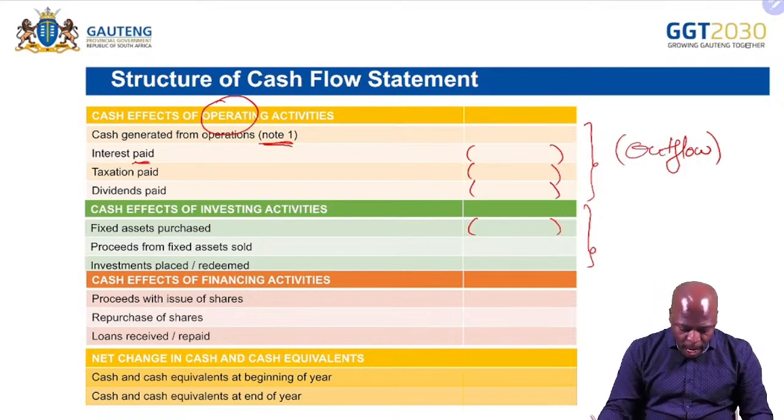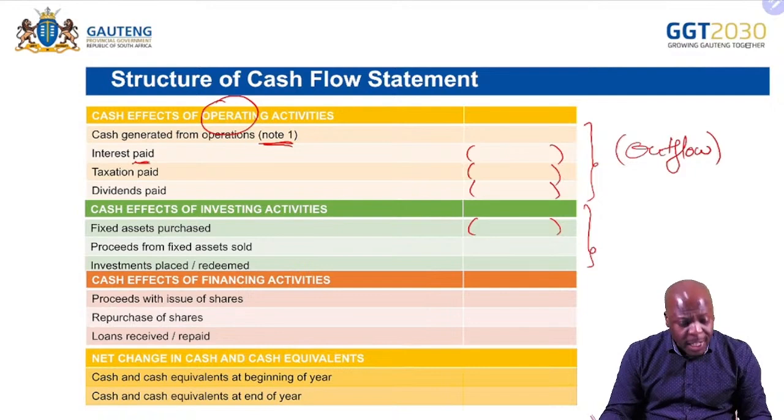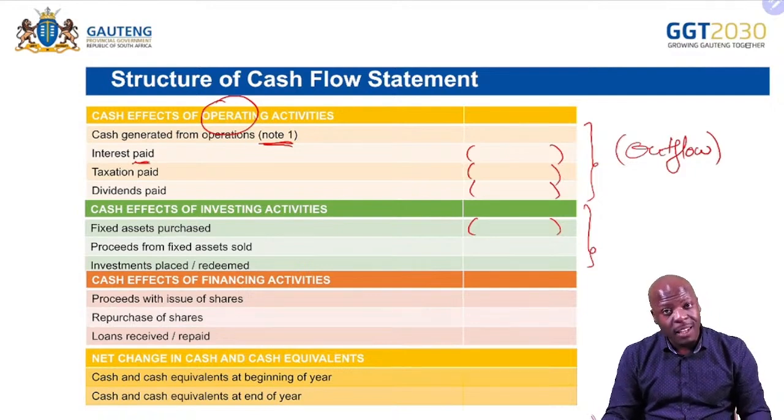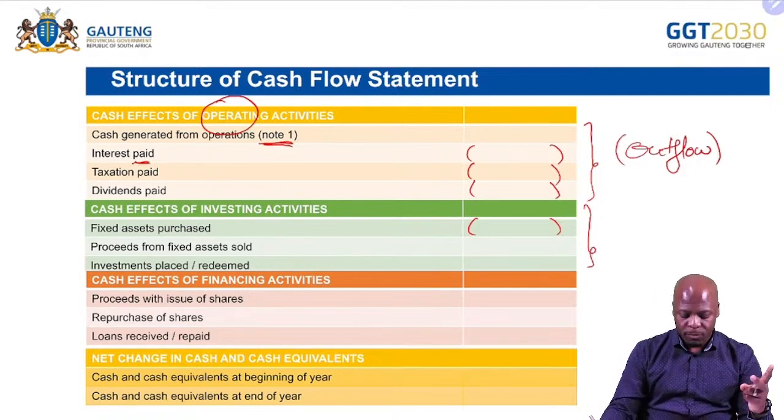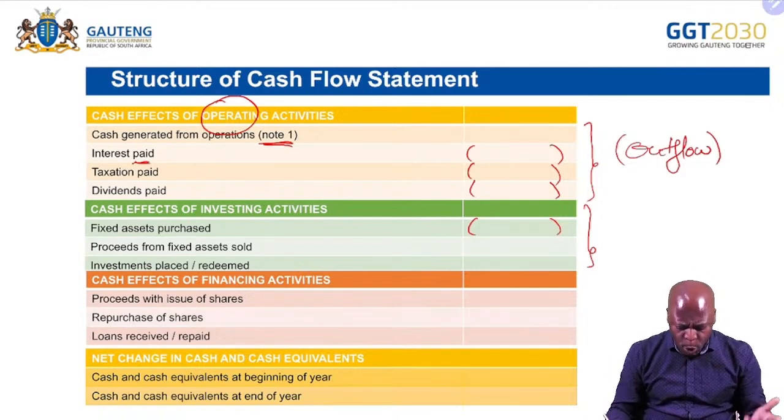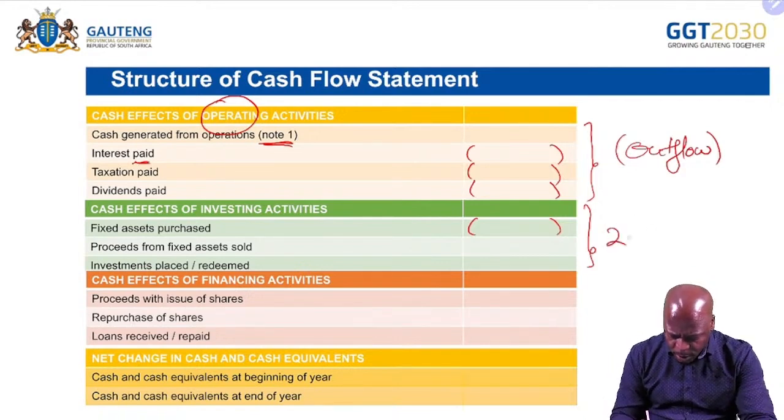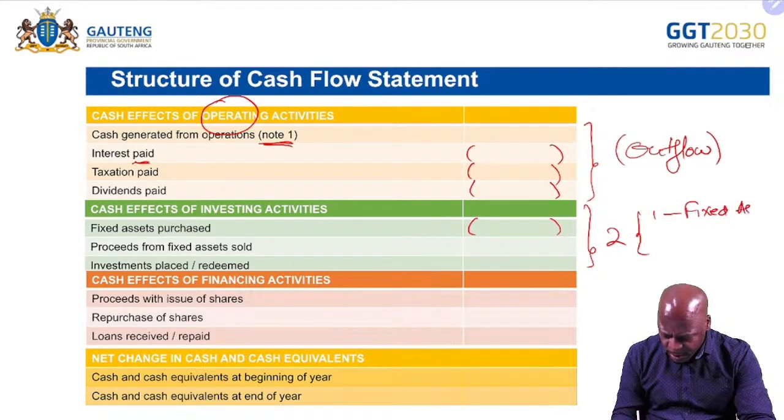I want us to quickly now, dear learners, look at our financing activities. Again, on financing activities, there are two aspects. But if I'm to summarize it, on my investing activities, there are two aspects. Aspect number one is your fixed assets. But your fixed assets can be split into two. Number one, when you purchase. Number two, when you sell. That is the disposal.